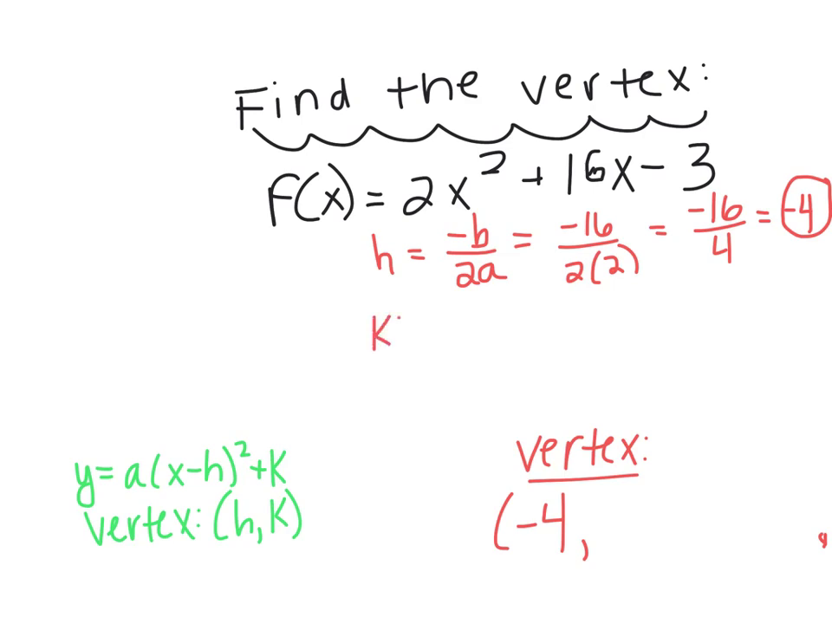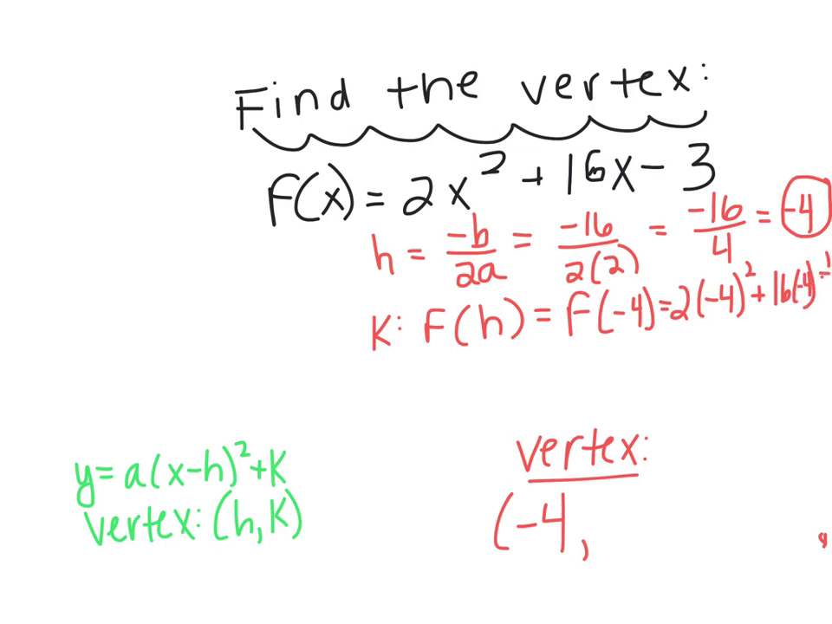To find k, all we're going to do is plug in h. So we're going to find f of h. In this case, that's going to be f of negative 4. And we're going to get that by plugging in negative 4 for x. Minus 3. Kind of running out of room. That's a minus 3 right there.